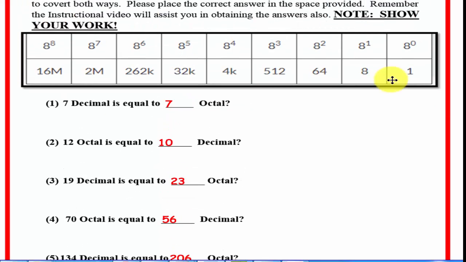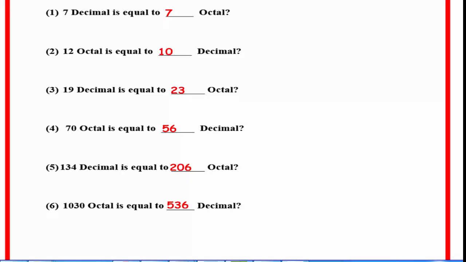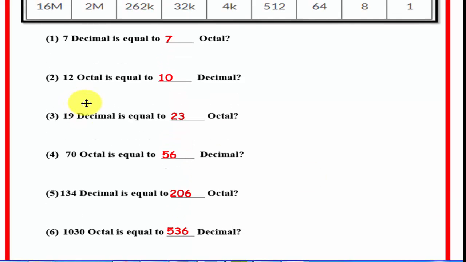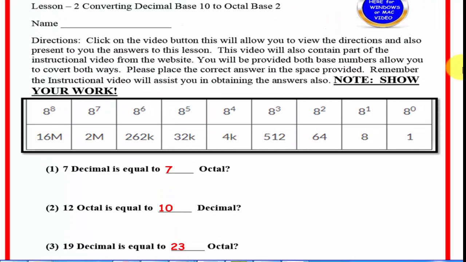536. Now, hopefully, remember, you had to use this number here, right? So it'd be 512 plus 3 times 8 is 24, okay? And that would give you 536. All right?